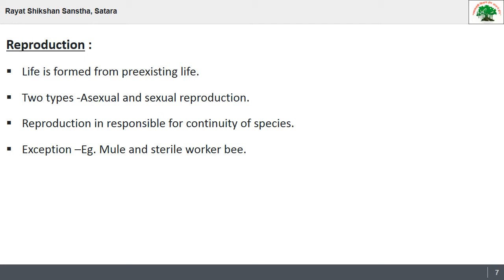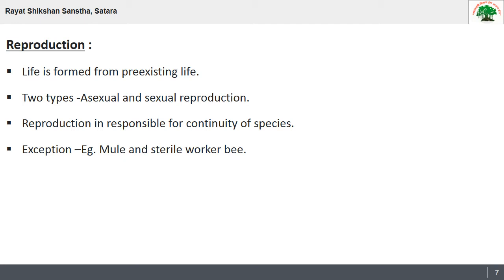Reproduction is a fundamental feature of all living organisms. Organisms exist just because of reproduction. Life is formed from pre-existing life. This statement proves that reproduction is very important for the continuation of species. There are two types of reproduction: asexual reproduction and sexual reproduction.